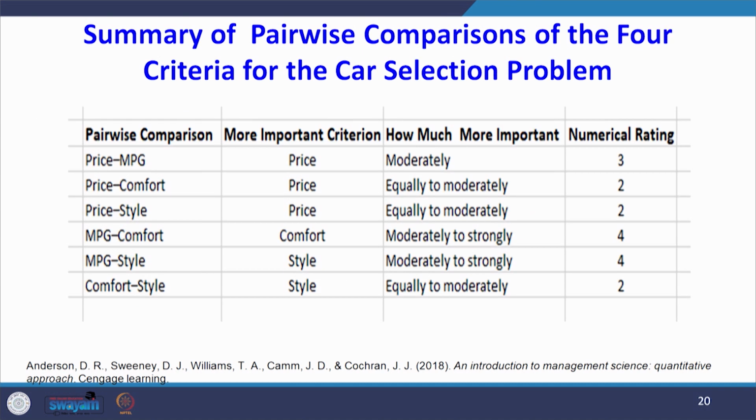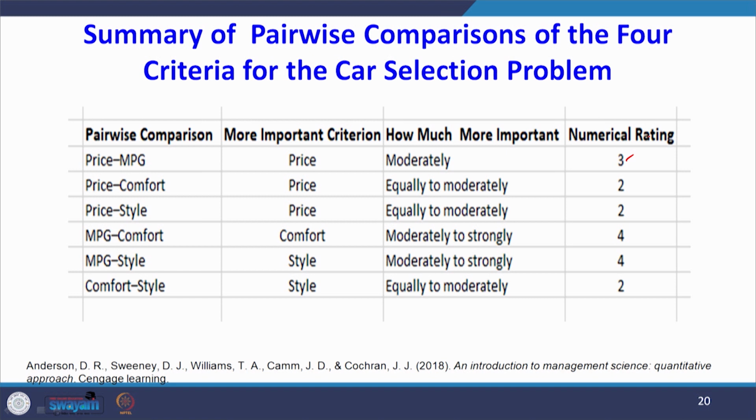Summary of pairwise comparison of the 4 criteria for car selection problem. So, this slide is more important because this value we are going to pick up and use it for further analysis. So, what is the first pairwise comparison? I have compared price and miles per gallon. I asked the decision maker which is more important for you. He says the price is most important. How much more important than miles per gallon? He was saying moderately. So, if it is moderately, it is 3.